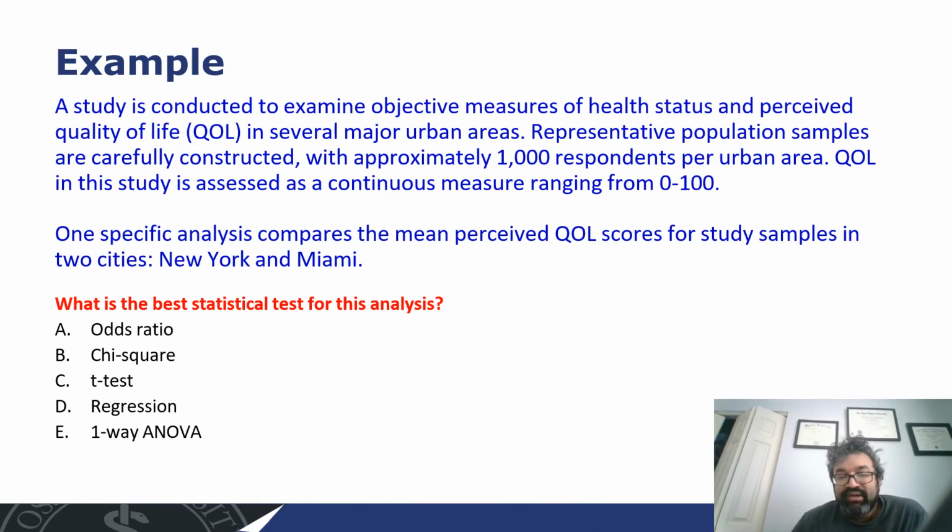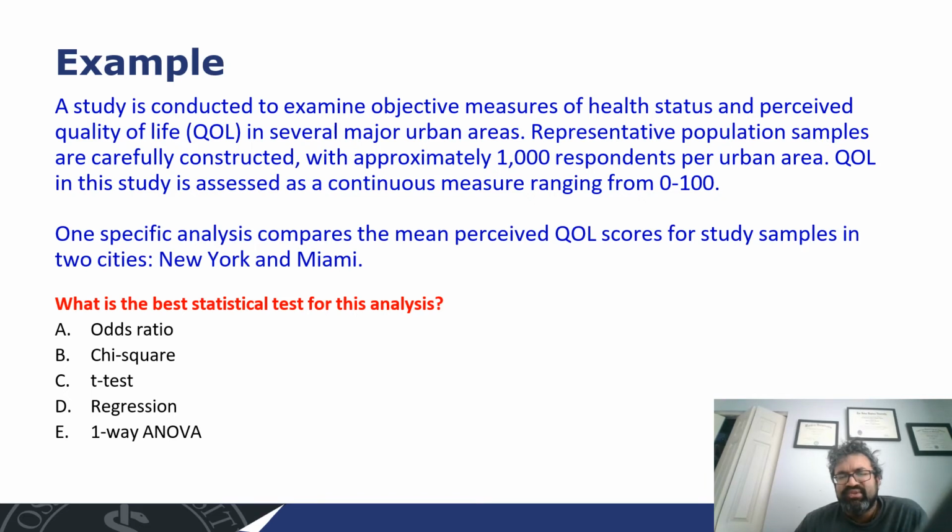So now an example, you're looking at the perceived quality of life in major urban areas. Representative population samples are carefully constructed with approximately 1,000 respondents per urban area. Quality of life in this study is assessed as a continuous measure ranging from 0 to 100. One specific analysis compares the mean perceived quality of life scores for study samples in 2 cities, New York and Miami. So just be thinking about what type of statistical test is most appropriate in this scenario.